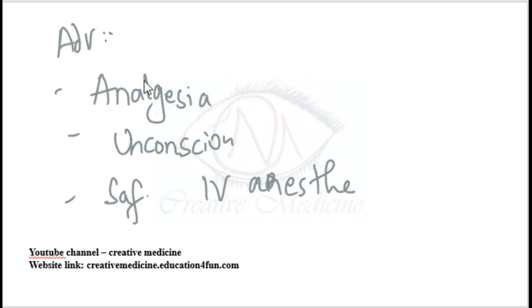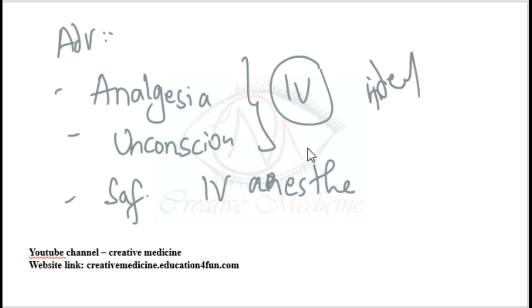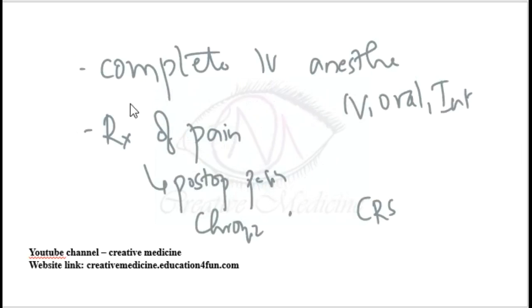Then the advantages are it is an analgesic, so it causes both analgesia and unconsciousness. It is an intravenous agent which is almost an ideal agent, and it is the safest intravenous anesthetic. It is a complete intravenous anesthetic and it can be used by IV route, oral route, or intrathecal route. It is an alternative method of induction for children also. It is used in the treatment of pain also, like post-operative pain, chronic pain like fibromyalgia, and also it can be used in complex regional pain syndrome also.